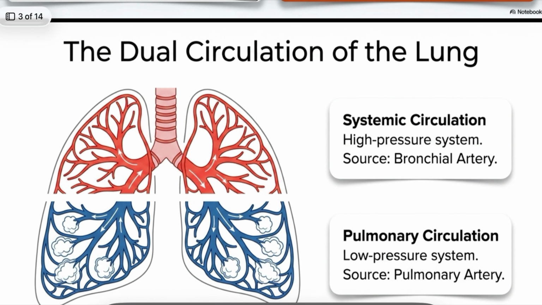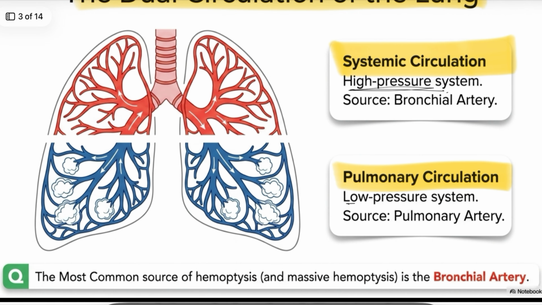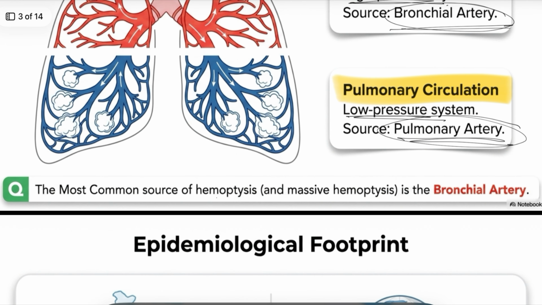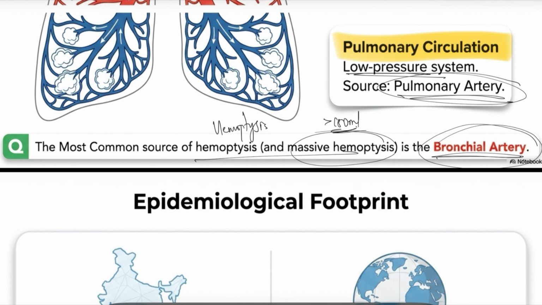Then coming to the important point, the dual circulation of the lung. We have systemic circulation and pulmonary circulation. Why do we have two types? Systemic circulation has high pressure in the system, whereas pulmonary circulation has low pressure. The source of systemic circulation is the bronchial artery and the source of pulmonary circulation is the pulmonary artery. So the most common source of hemoptysis and massive hemoptysis, remember, hemoptysis is a very small quantity, and massive means more than 150 ml, is your bronchial artery, which has high pressure, so it is the main culprit.